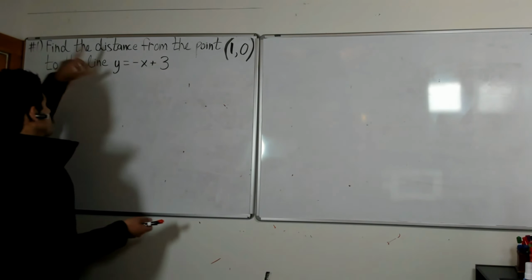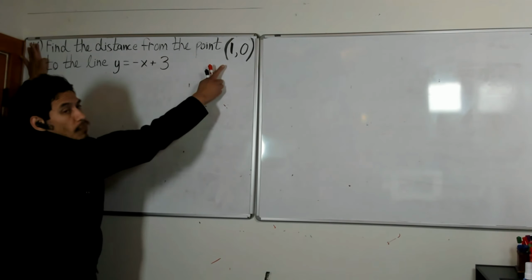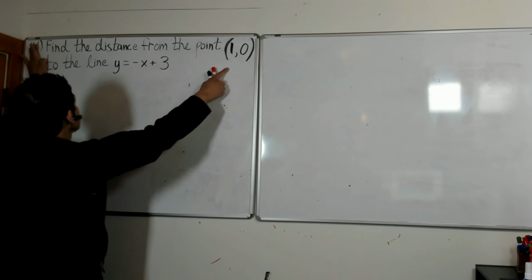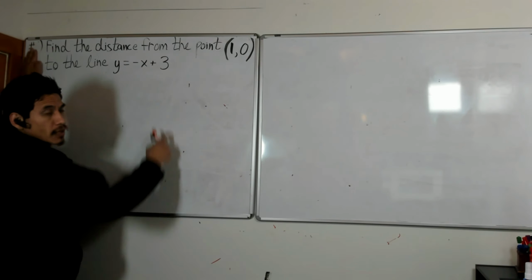All right, so we're going to do another problem where we're trying to find the distance from the point (1, 0) to the line y equals negative x plus 3.